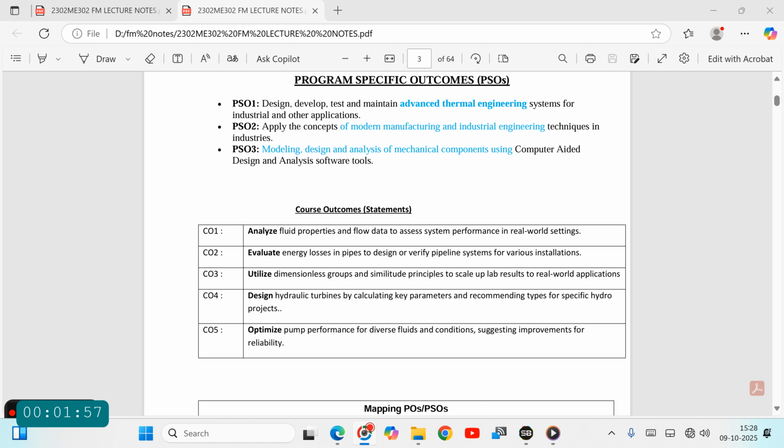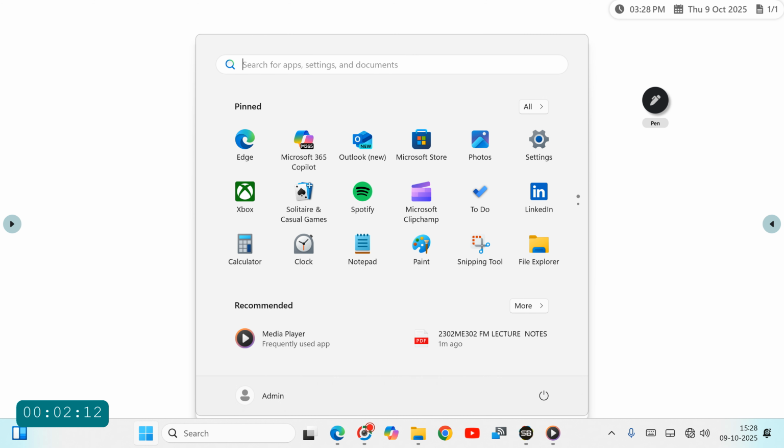CO5 is optimizing pump performance, the pumps and their performance. It is called CO5.